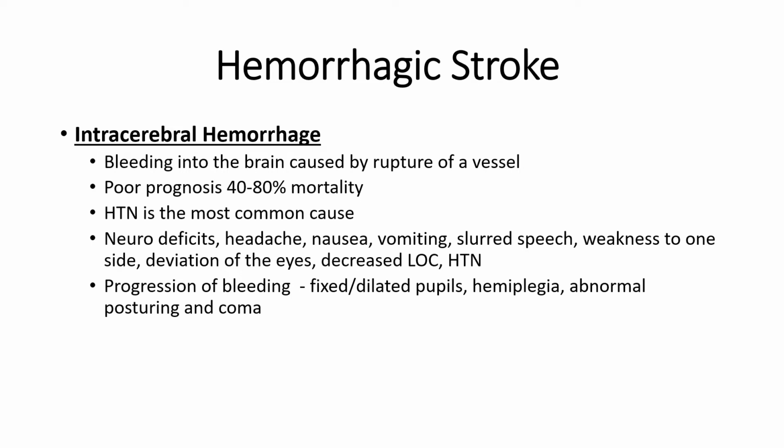The patient will definitely have neurodeficits. They can develop a headache, acute onset of nausea, vomiting, slurred speech, weakness to one side. You'll note deviation of the eyes, a definite decrease in level of consciousness, and the patient will maintain in a hypertensive state. If there is progression of bleeding, you'll note fixed dilated pupils, abnormal posturing like we have talked about before, and increased ICP, possibly leading to a coma.